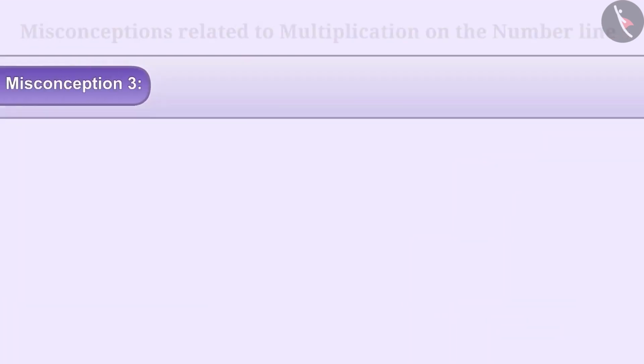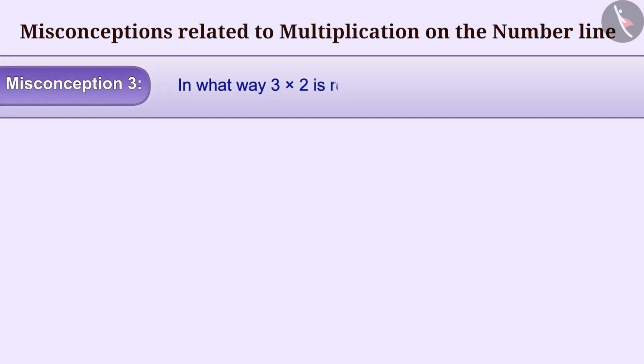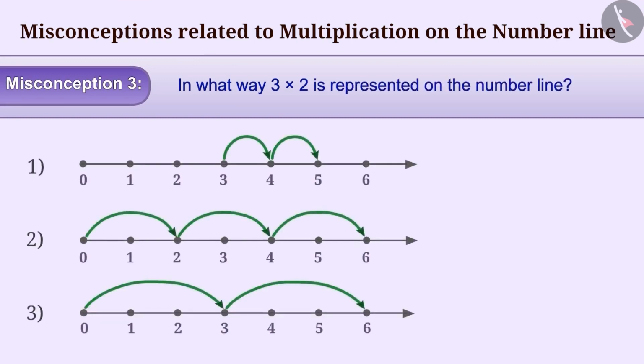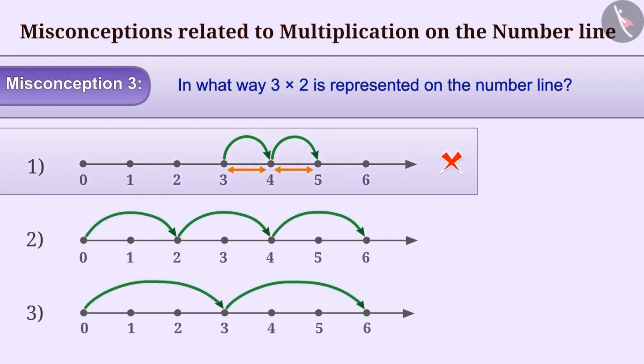Misconception 3. In what way is 3 multiplied by 2 represented on the number line? While representing the multiplication of whole numbers on the number line, counting is often done from the first number 3 and 2 steps are taken towards right with unit distance each. This is a misunderstanding.